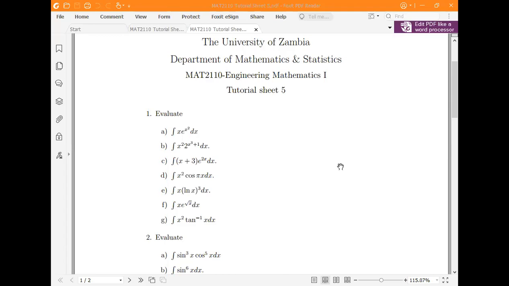So this is 2110 integration plus 25. So we want to look at the first question and see how best we can integrate this question. Let's start with question 1a.